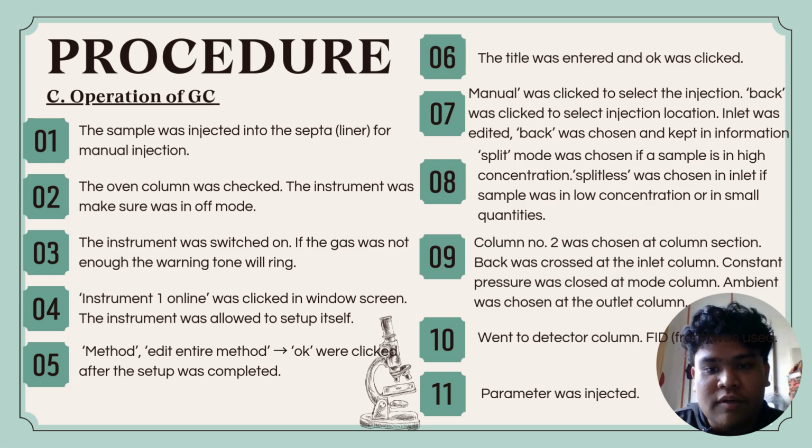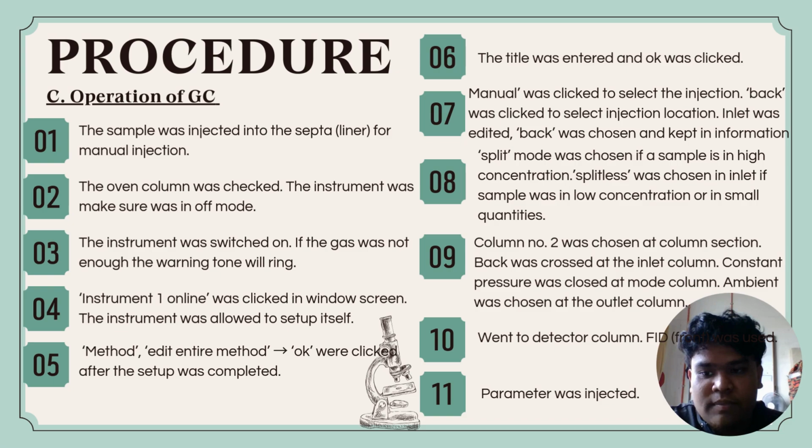C. Operation of gas chromatography. First, the sample is manually injected into the septum using a syringe. Next, the oven column is checked and the instrument is ensured to be in the off mode before starting. Then, the instrument is switched on. If the gas supply is insufficient, a warning sound will be heard. After that, instrument 1 online is selected on the screen, allowing the instrument to initialize and set up automatically.